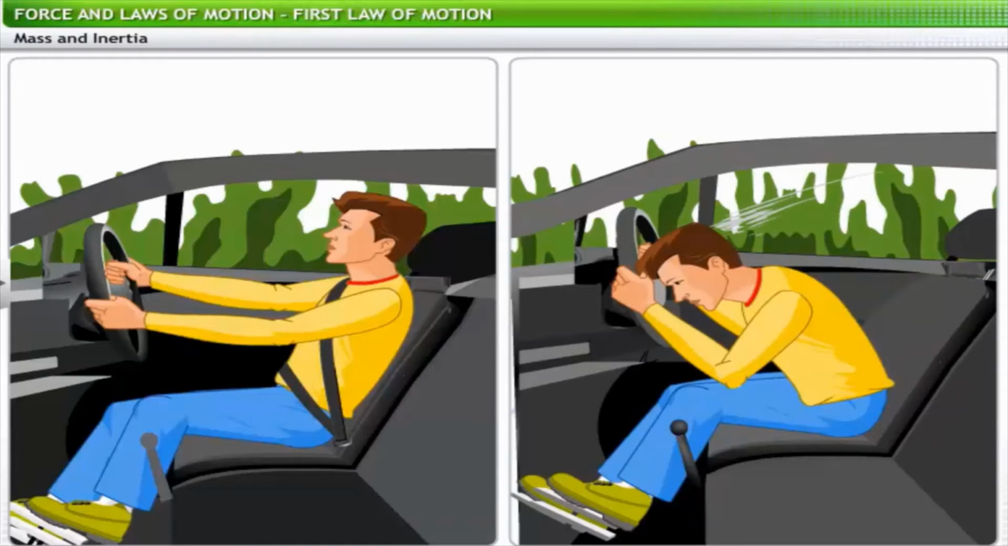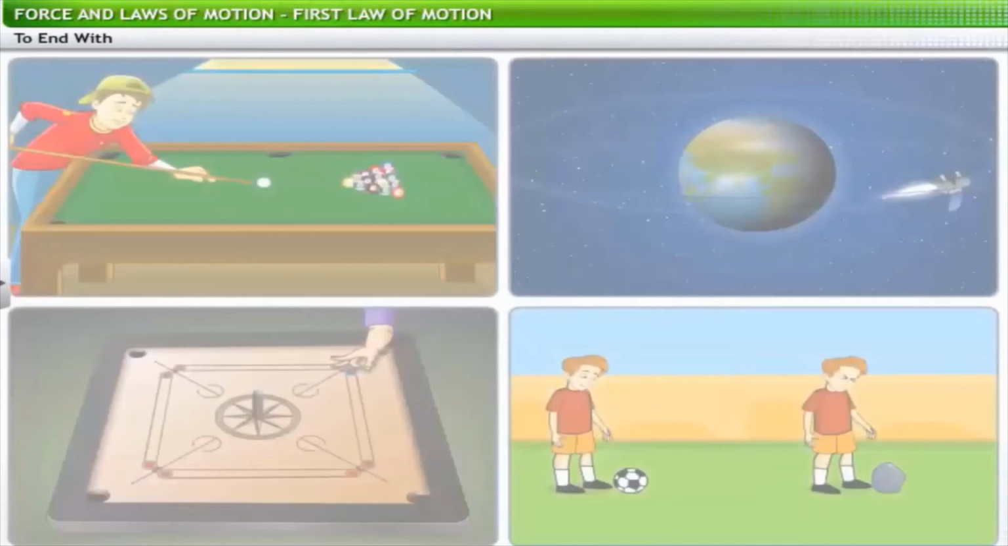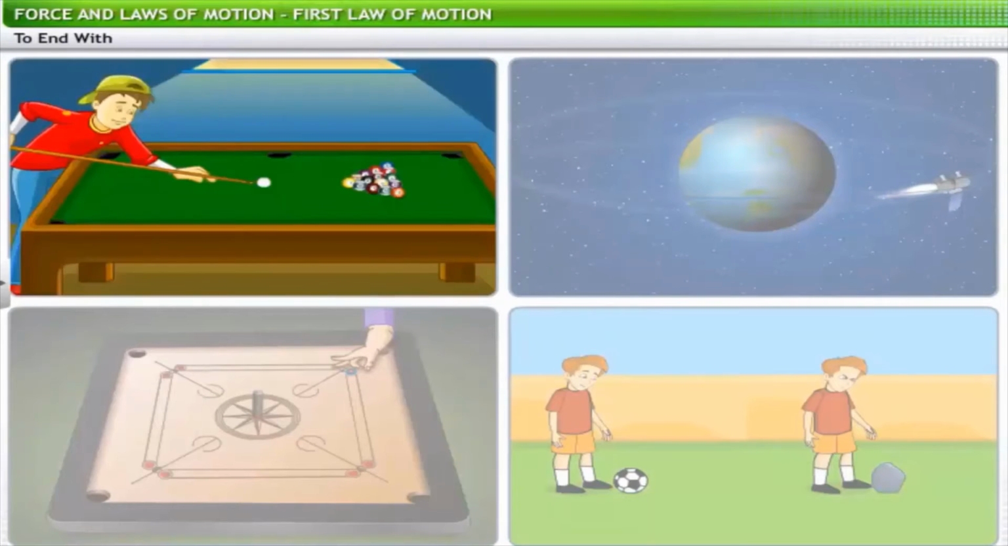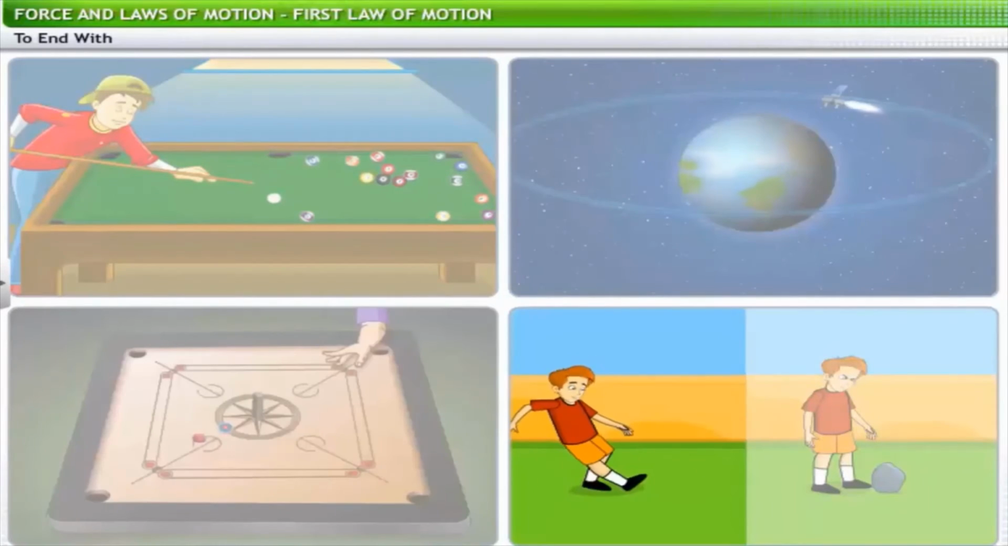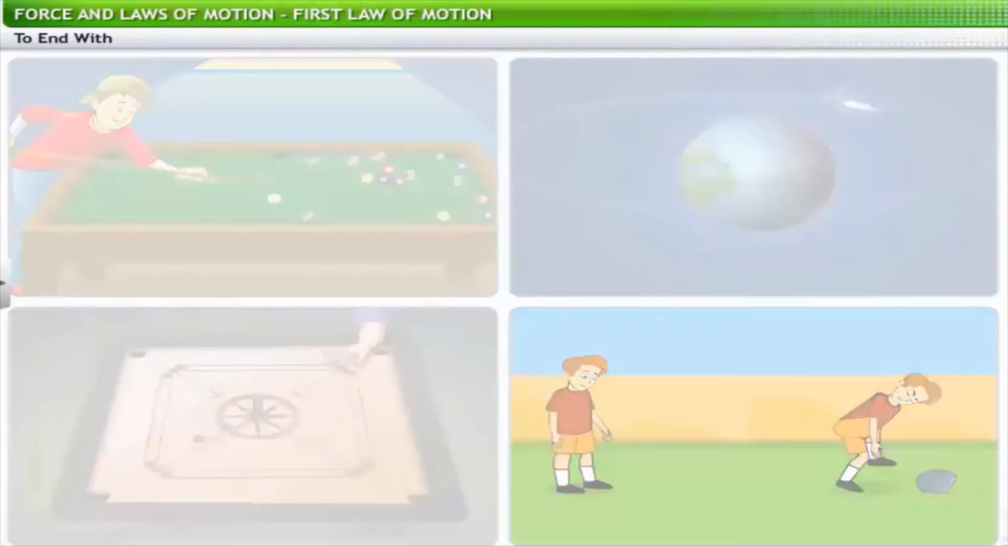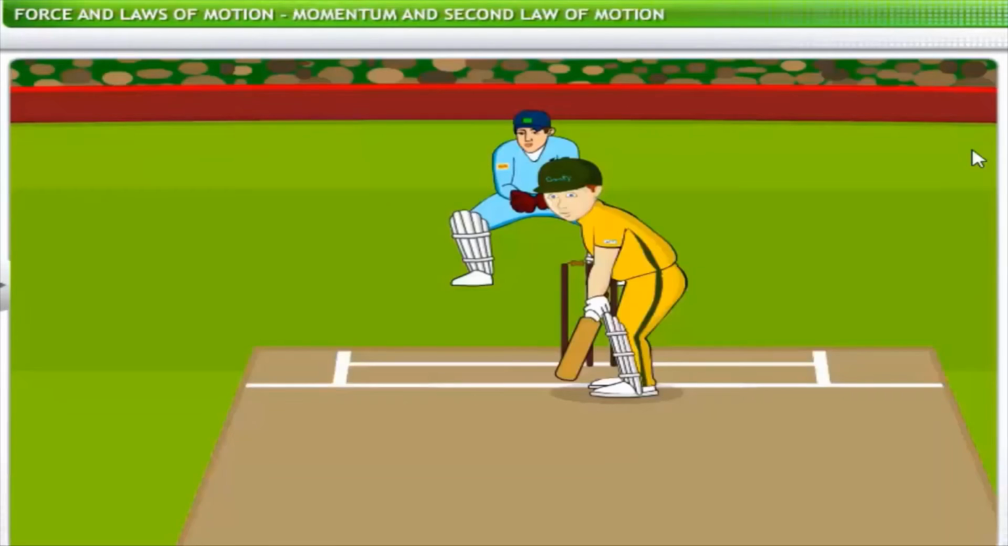As the first law of motion explains the concept of inertia, it is also known as the law of inertia. This brings us to the end of the lesson on the first law of motion. In this lesson, you have learned about Newton's first law of motion, inertia, and the link between mass and inertia. To revisit the key points covered in this lesson, please review the flashcard at the end of this lesson.